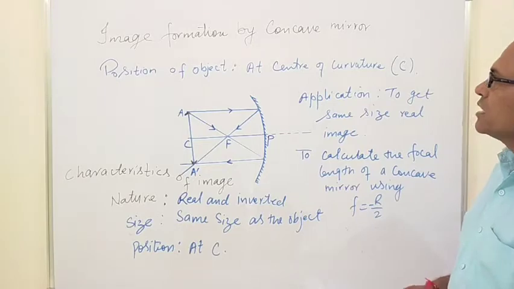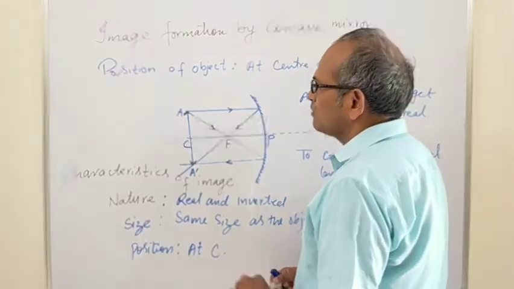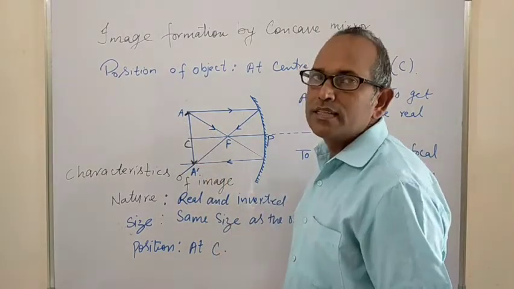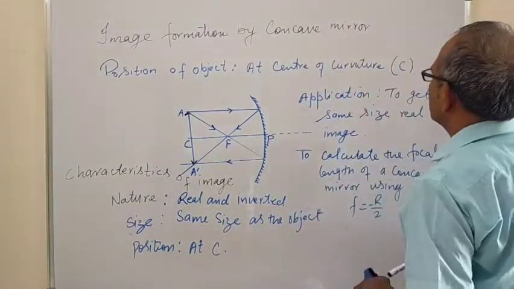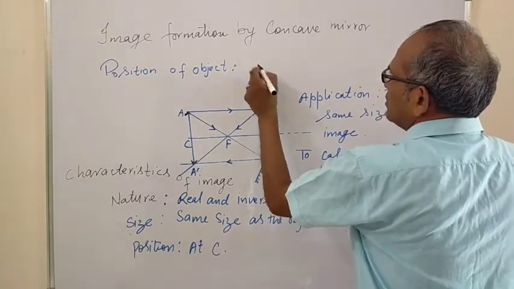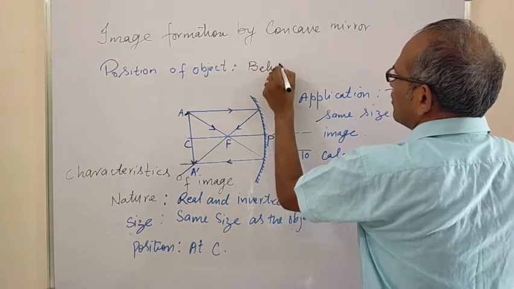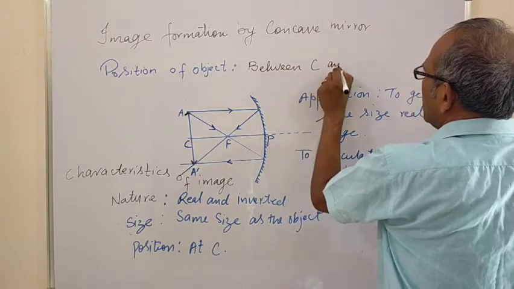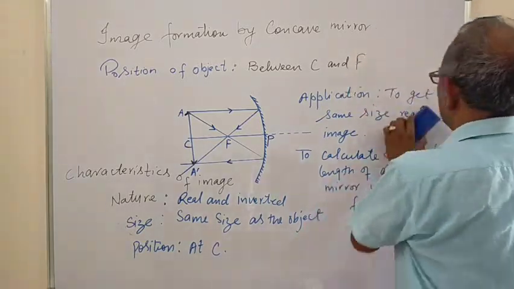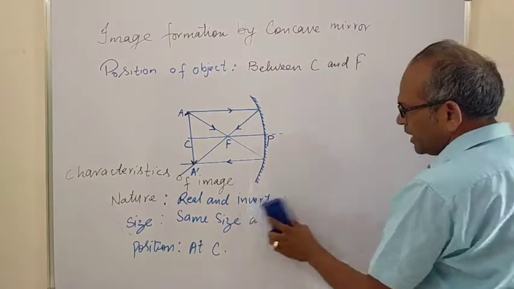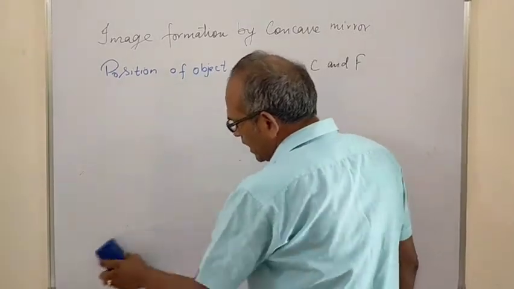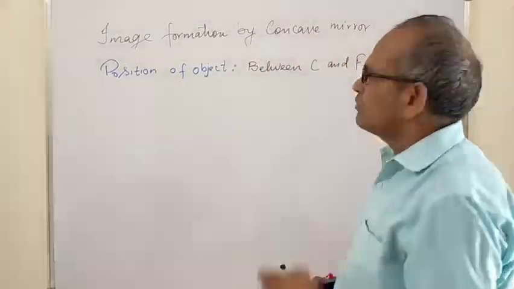Now the next case. As I am shifting the object towards the mirror, I will bring the object to this position, that is between C and F. So the position of the object is between the center of curvature and focus, C and F. Okay, so let's again draw the image in the same manner. You have to follow the same method, and as I have told you, students, you can use any two rules of the ray diagram.